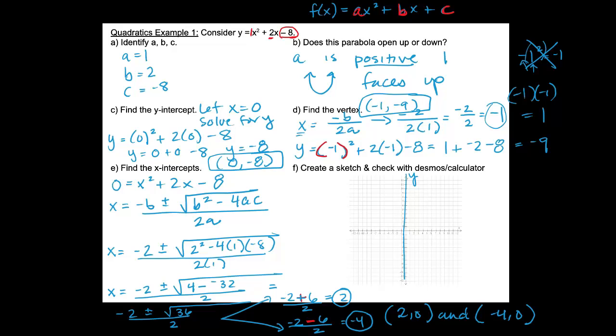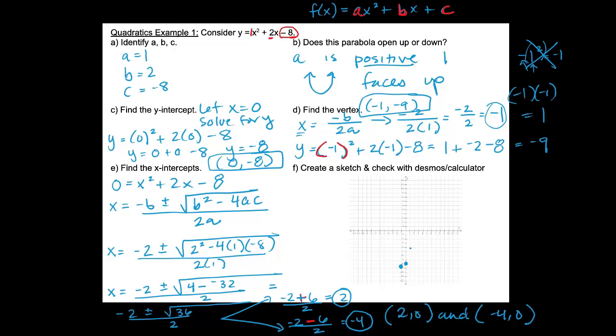So for this step, we are going to go through all of our steps and plot the important points that we found. So we know that the parabola faces up. In part C, we found the y-intercept, so (0, negative 8). So I'm going to plot that. I'm going to go down negative 8 on the y-axis and plot a point. In part D, we find the vertex. So the vertex of the parabola was (negative 1, negative 9).